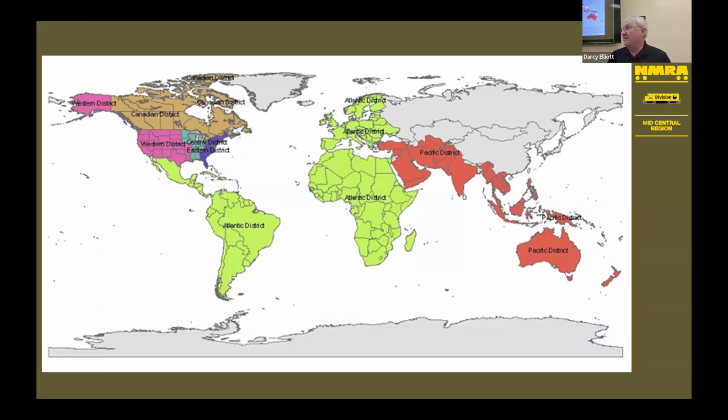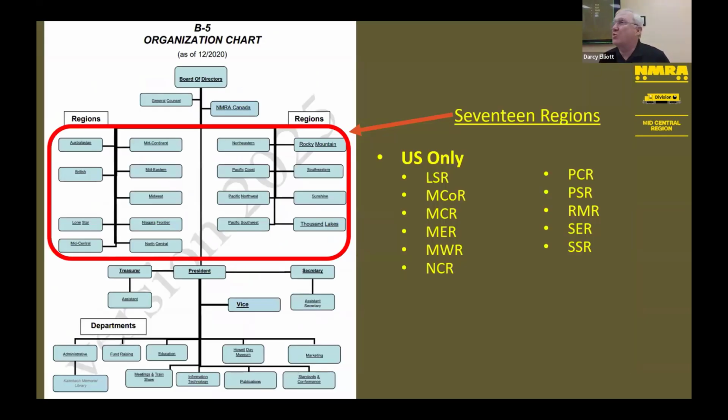All right, are you ready? But wait, there's more. There are 17 regions. There used to be 18 regions, but the Europeans decided they would let the Brits do all of their administrative work at the region level. So there's only 17 now.